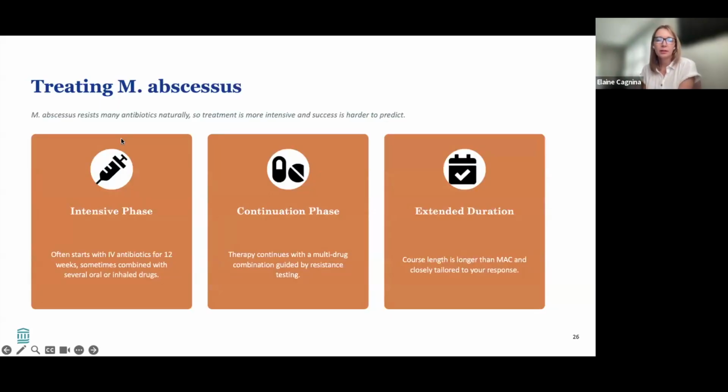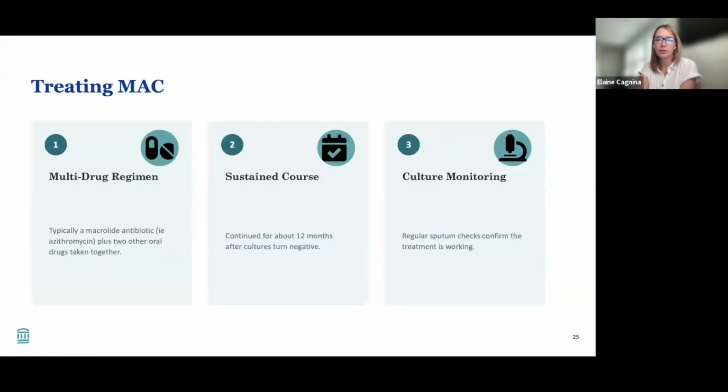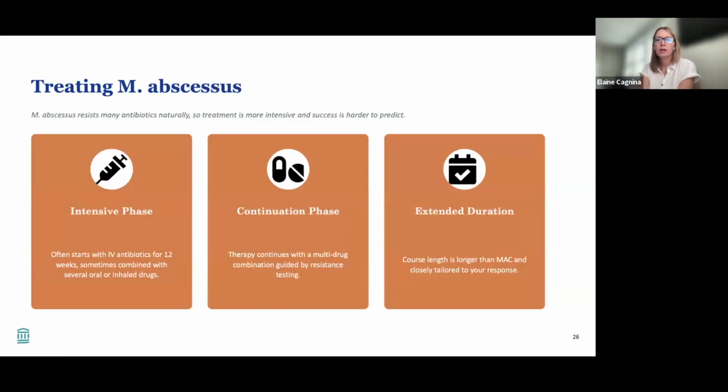Treating M. abscessus is a little bit more intense. I will say with MAC, sometimes we do, if you have very severe disease, with cavitary disease particularly, there will be an IV treatment up front, but very often we can get away with just orals. But with M. abscessus, we always do IV therapy up front. It's usually, for abscessus, IV antibiotics for 12 weeks.